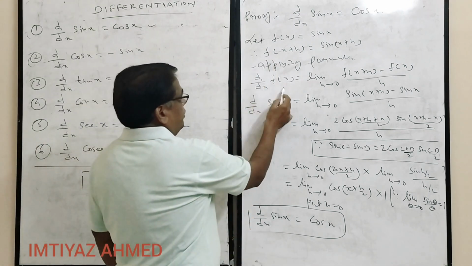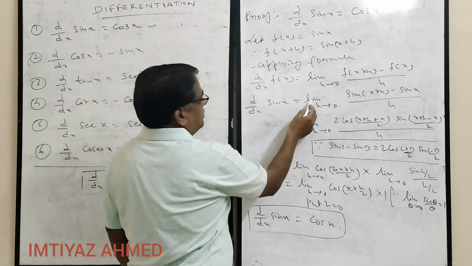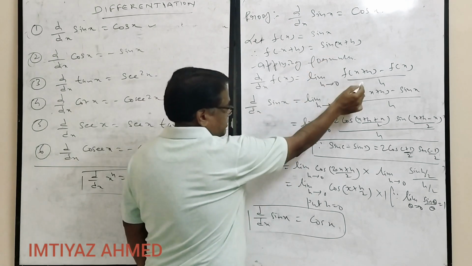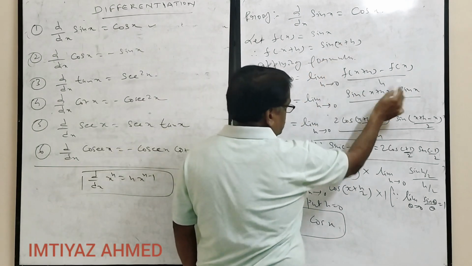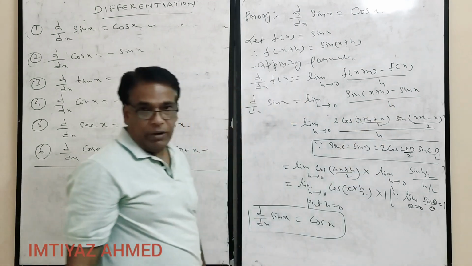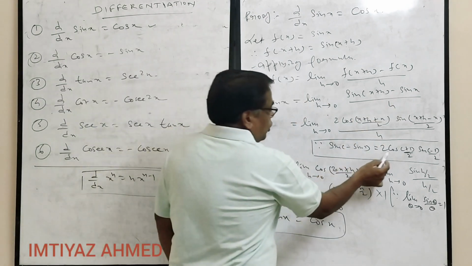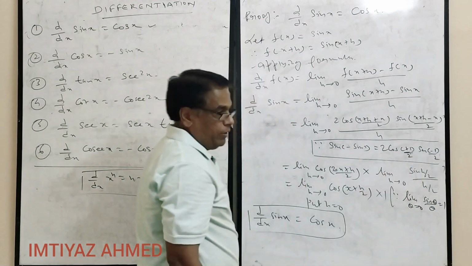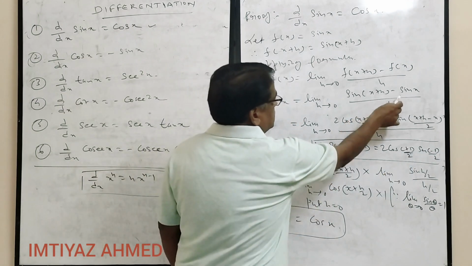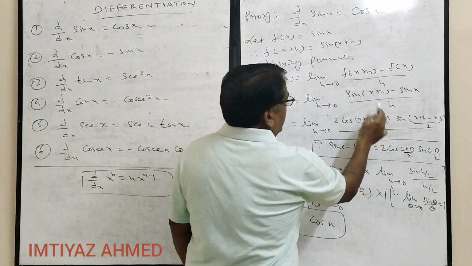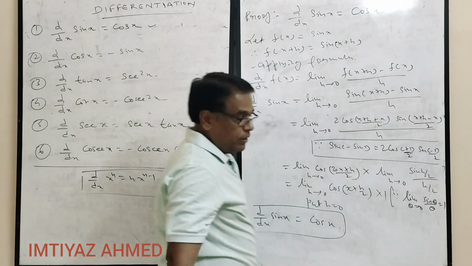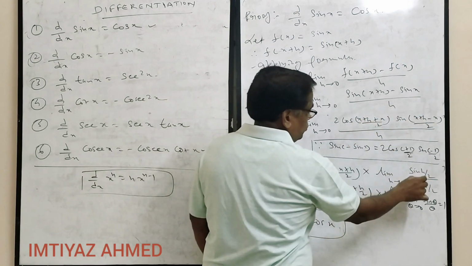So substitute the value f(x) is sin x. d/dx of sin x is limit h tends to 0, f(x plus h) is sin(x plus h), and f(x) is again sin x. So the sin C minus sin D formula will be applied here. That is 2 cos((C plus D) by 2) sin((C minus D) by 2). This is C, this is D: (x plus x plus h) by 2 and (x plus h minus x) by 2. Here x will be cancelled and we will get h by 2.